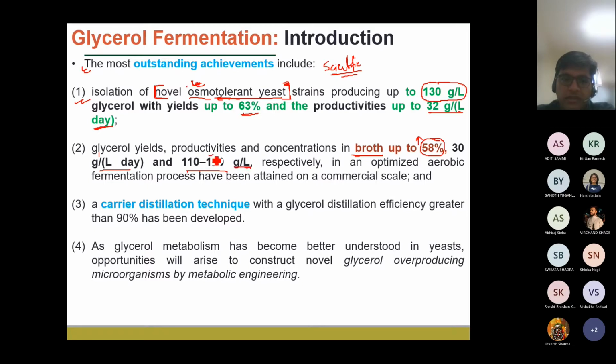Okay, productivity. So whenever we talk about gram per liter per day, that is basically the productivity of the glycerol, and 110 to 120 gram per liter tells you about the concentration in the particular broth. Okay, so the values and numbers are significantly higher, and also comparable with the chemical processes. And these values are obtained only when we have optimized the aerobic fermentation process.